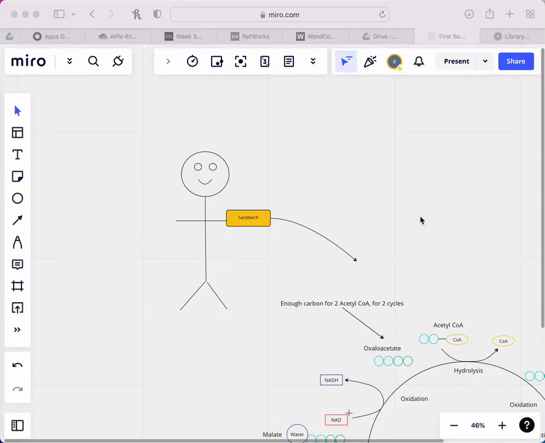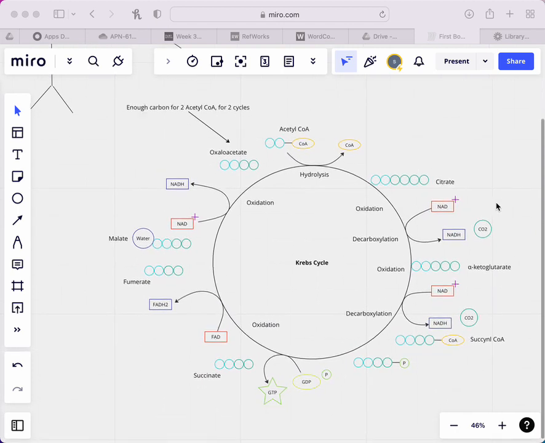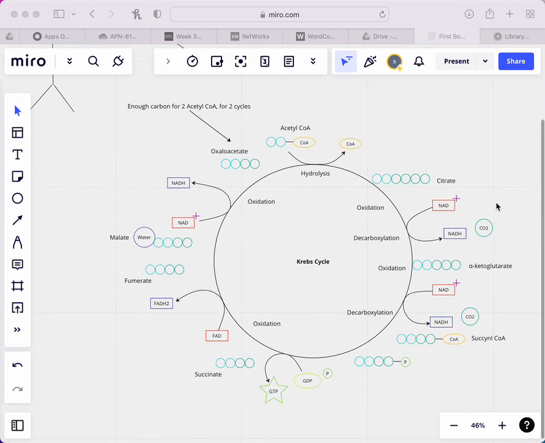To understand the Krebs cycle, we'll be looking at our friend here who's eating a sandwich. After this is digested, it will be entering the Krebs cycle. So the Krebs cycle starts with the molecule acetyl-CoA, which is hydrolyzed to form a molecule called citrate.